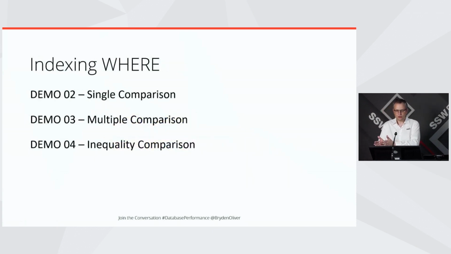Okay, so now we're going to do a couple more demos, and they're all about indexing where statements, or where clauses. The first one, we're just going to look at a single comparison, and then we're going to look at where we've got multiple items in the where statement, and then what happens if you invert it and it's an inequality. Does that change our approach?